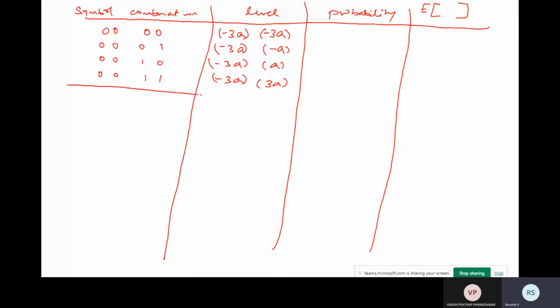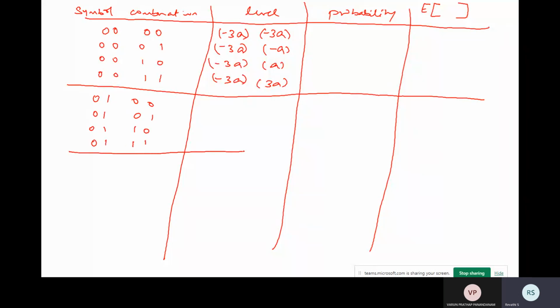First combination in the sense, if you have 0 0 in the first level. The next possibility is you have 0 1 in the first level. So 0 1 0 0, 0 1 0 1, 0 1 1 0, 0 1 1 1. Like this. Here 0 1, the level is minus a for the first bit duration. And in the second bit duration, you can see it may be minus 3a, minus a, plus a, and plus 3a.